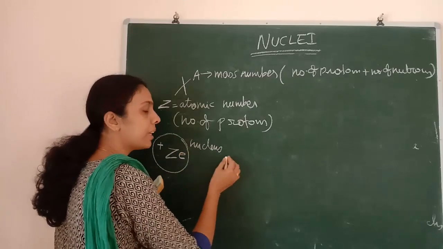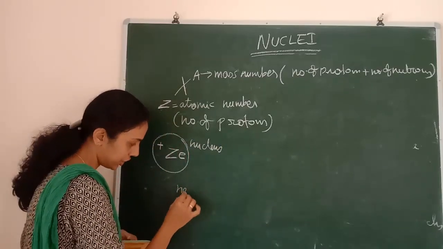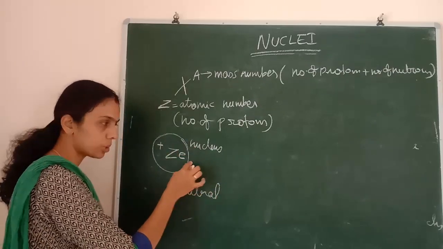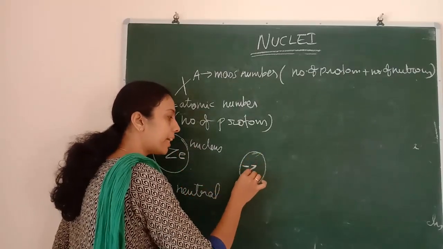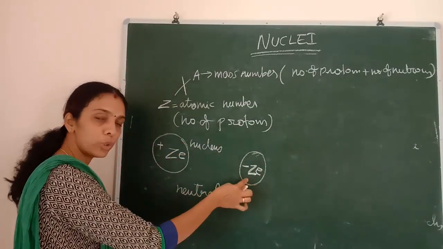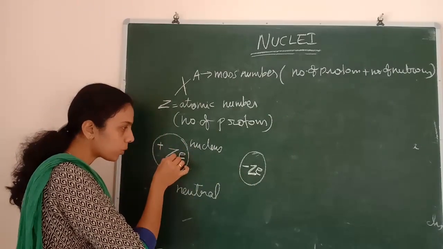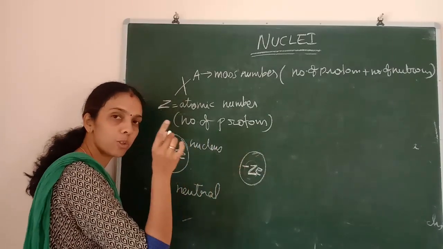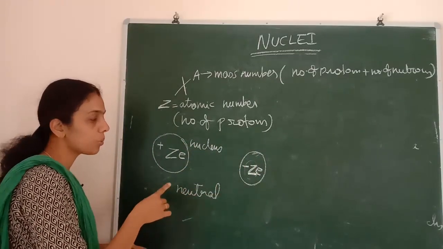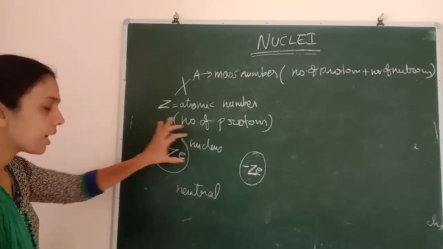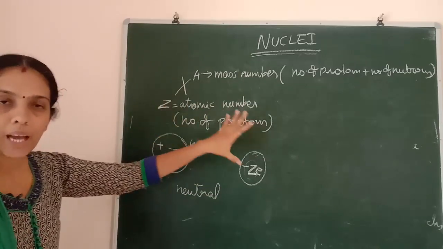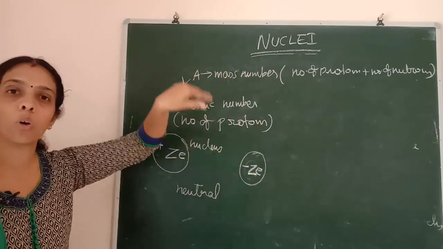An atom is neutral in nature. The nucleus has plus Ze charge, which means the atom will have that many electrons also, because it should be neutral in charge, isn't it? Z number of protons are there, so Z number of electrons will also be there, in order to make the atom neutral. That is how the atom becomes neutral. That many electrons will be revolving around the nucleus as there are protons.